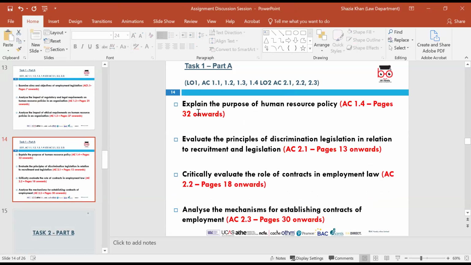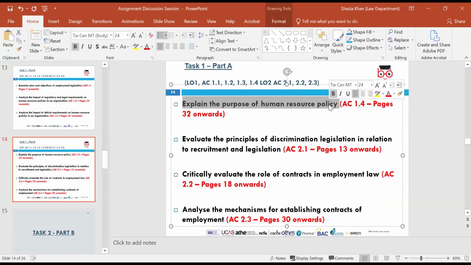Carrying on with learning outcome 1, you need to make sure you are looking at explaining. The next heading is explain, and make sure there are subheadings and headings for this, okay? Explain the purpose of human resource policy. Please, again, do not change the wording. For this one, you will look at learning outcome 1, again AC 1.4, pages 32 onwards.